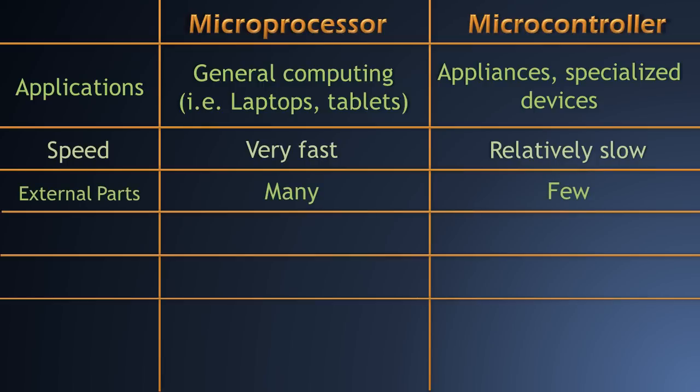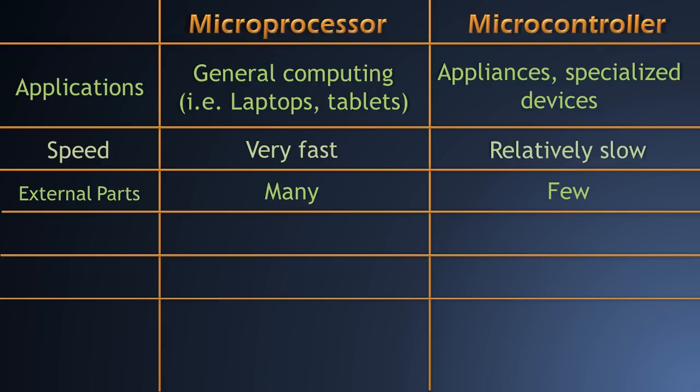A microprocessor requires many external parts, because a microprocessor only processes data. It does not store data. It has no memory. You can't put programs onto a microprocessor, because all it does is math. That's it. Nothing else. It's not very smart. It's pretty stupid. A microprocessor alone is very dumb. It doesn't know anything, because all it does is crunch numbers.